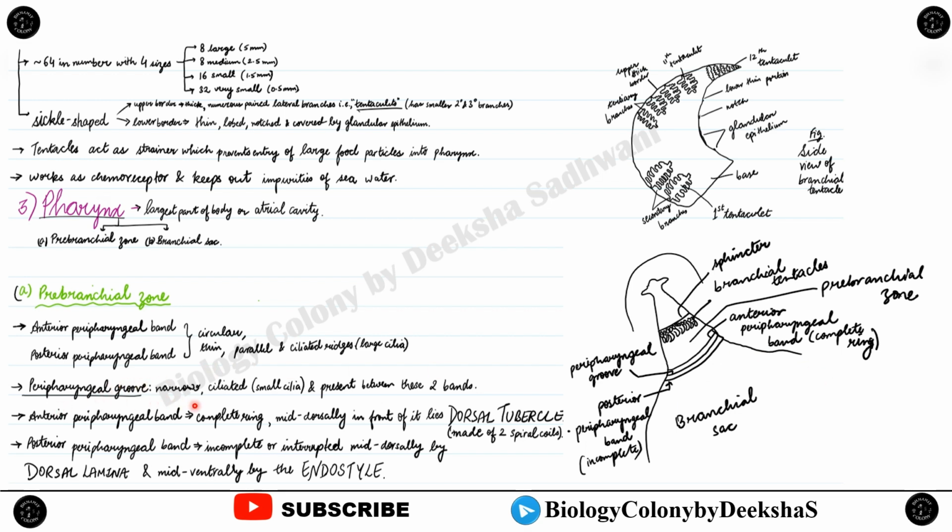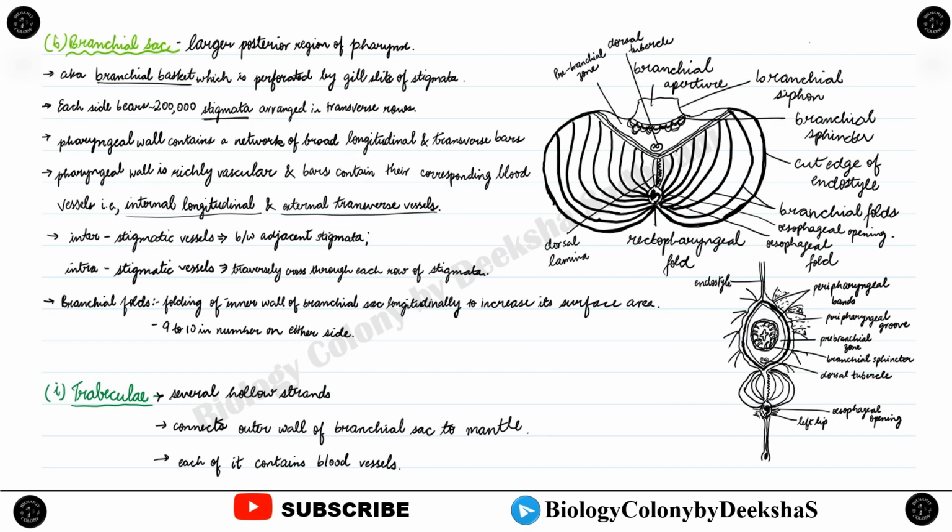There is a peripharyngeal groove present between the anterior and posterior peripharyngeal bands which is highly ciliated with small cilia, and it is a narrow groove. As you can see in this diagram, here are the peripharyngeal bands. This one is anterior, the lower one is posterior, and in between them is the groove. So in front of the posterior lies the dorsal tubercle, and in front of the posterior one lies the dorsal lamina.